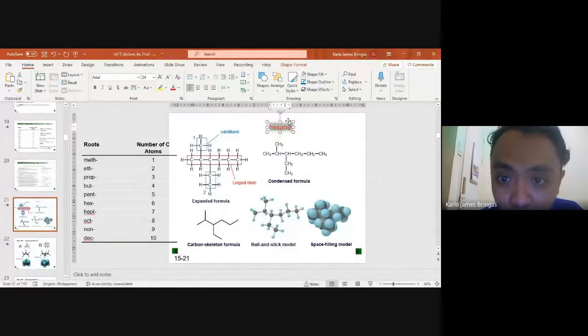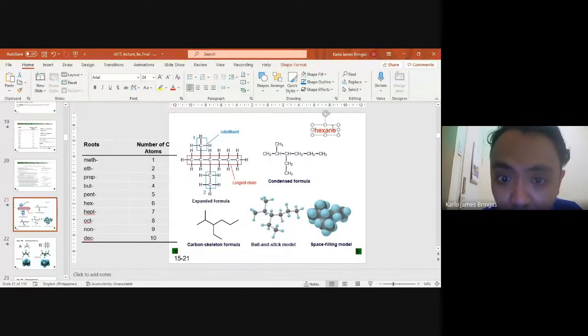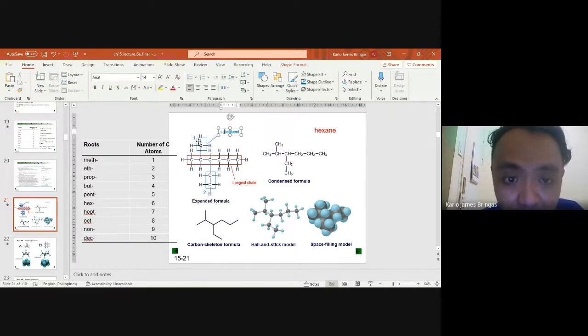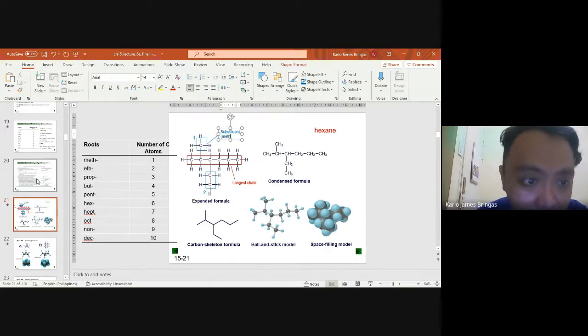Let me color code this one. This hexane refers to the name of the longest chain. This time, let's try to name these substituents. Let's start with the first substituent. For the first substituent, the name is meth. Meth because, as you can see, it is only 1 carbon atom. And to differentiate it from an alkane, its suffix is rather -yl. So this is the methyl group.